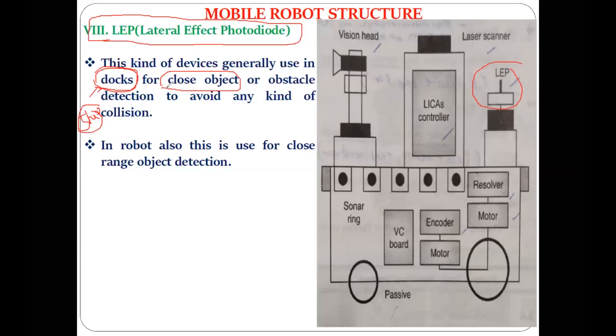So for the purpose of detecting close objects which are very near to the ship and which is making movements, lateral effect photodiode devices are utilized. Here I mentioned this kind of device is generally utilized in docks for close object or obstacle detection, to avoid any kind of collision. Collision means what?